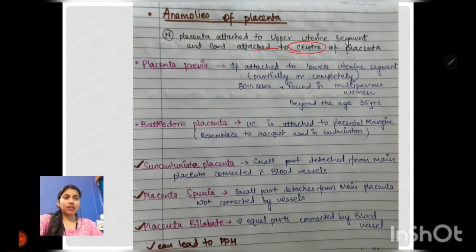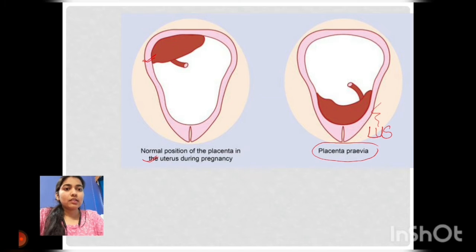In placenta previa, the placenta is attached to the lower uterine segment because of some reason, maybe the upper uterine segment is not favorable for attachment, so it gets attached to the lower uterine segment. This is known as placenta previa, and it lies partially or completely in the lower uterine segment. In 80% of cases, it is found in multiparous women and beyond the age of 35 years. This is the normal position of the placenta in the upper uterine segment during pregnancy, and in the lower uterine segment it is placenta previa.